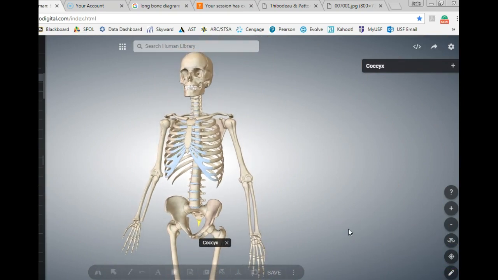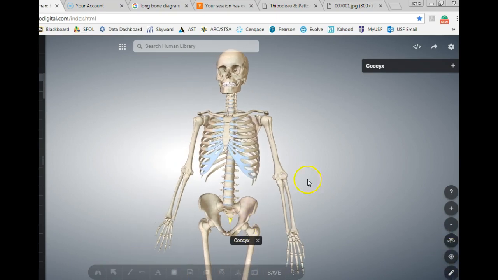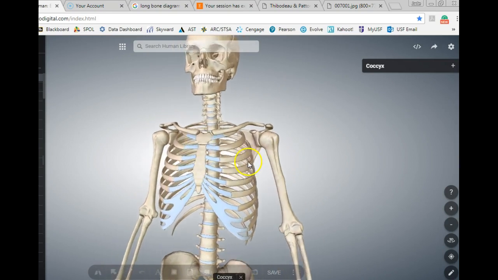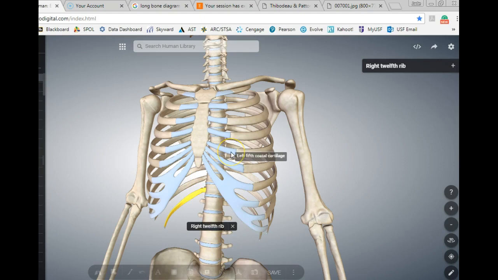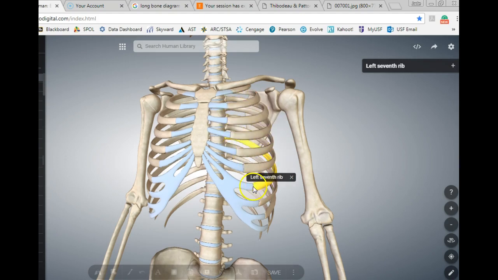So now we'll get into the bones of the thorax. So we've got the clavicle or the collarbone here, one on either side. And then we have the ribs, numbers 1 through 12. So ribs 1, 2, 3, 4, 5, 6, and 7 are all attached to the sternum by costal cartilage. So that's the cartilage that runs from the bones of the rib to the bones of the sternum.